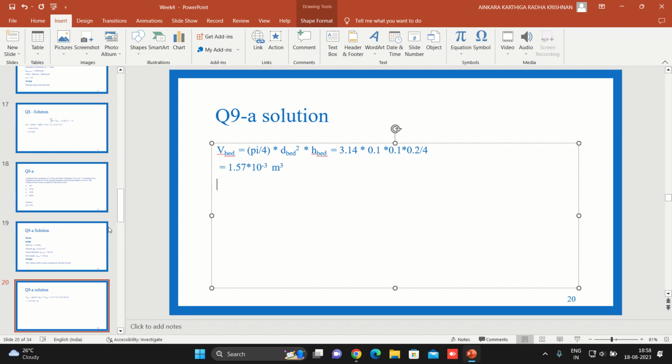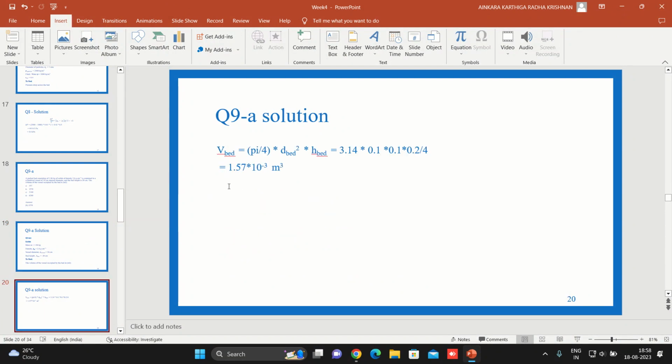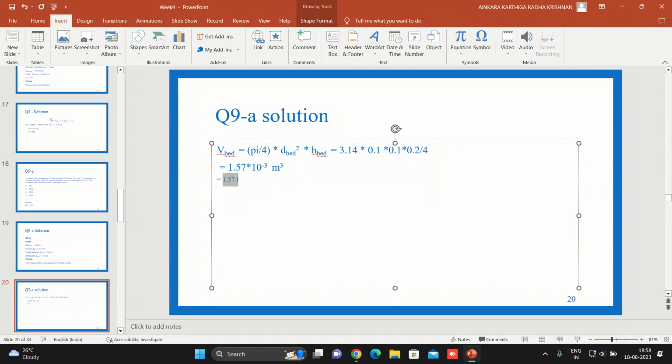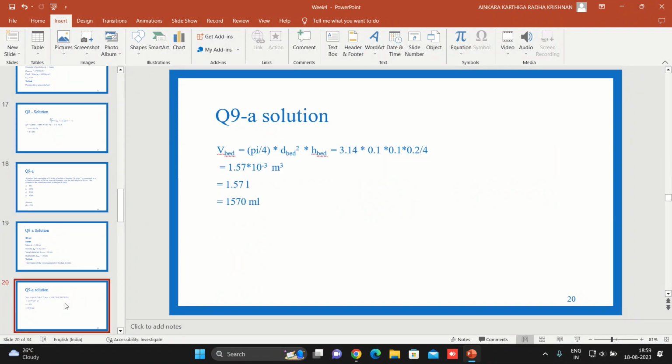Since it is asked in ml, how to convert: 1 meter cube is equal to 1000 liters, and so it is 1.57 liters, or else to put it in ml, 1570 ml. So answer to this is option B, that is 1570 ml. I hope this is clear. Now we'll go on to question 9b.